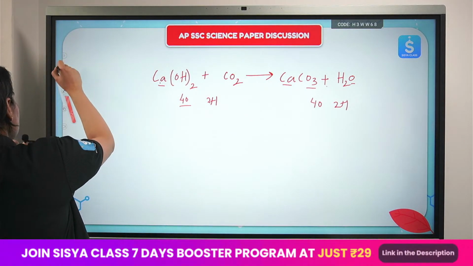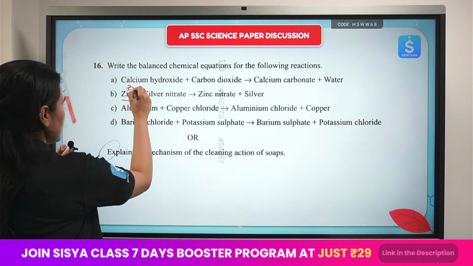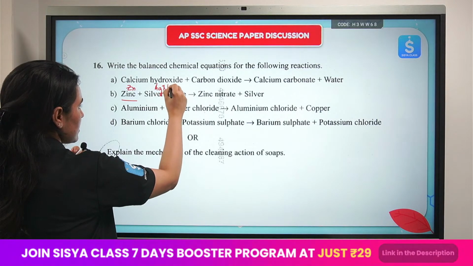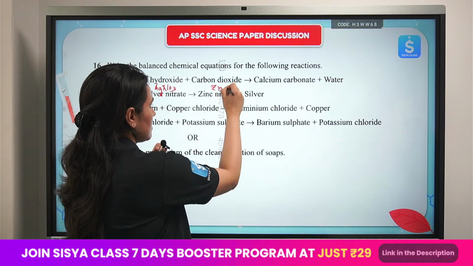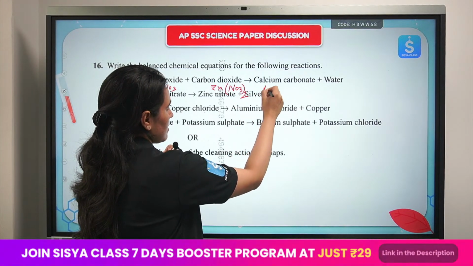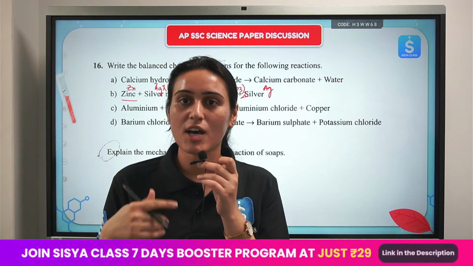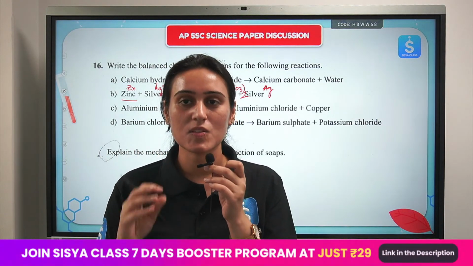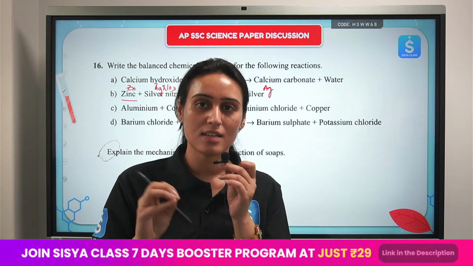So see the question. Zinc, silver nitrate, AgNO3, zinc nitrate and silver. Now you can see this equation is not balanced. Now we will try to balance it. Let's see the steps involved. You don't have to write the steps. This is just for your understanding that you already know. You just have to balance it using those steps.